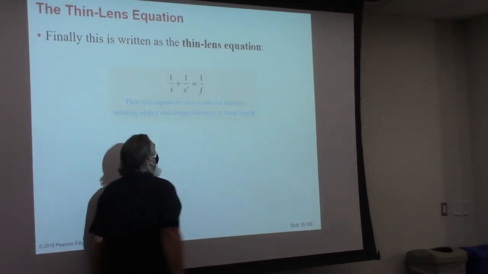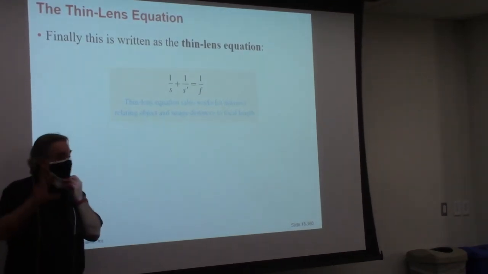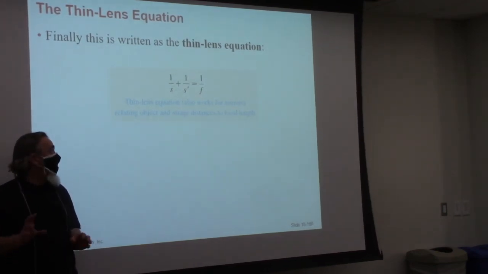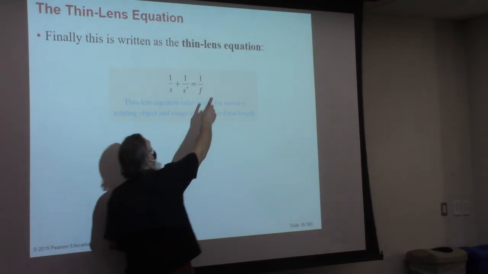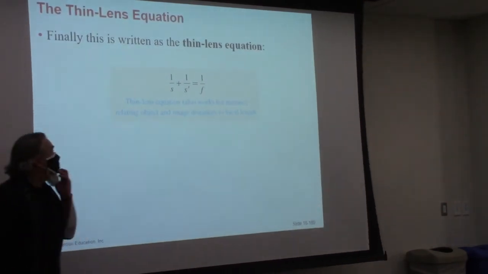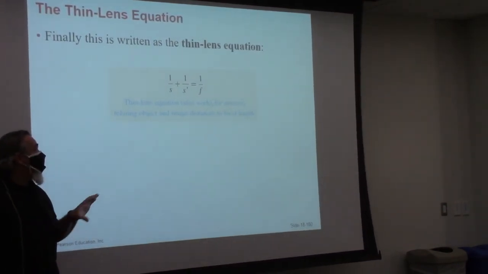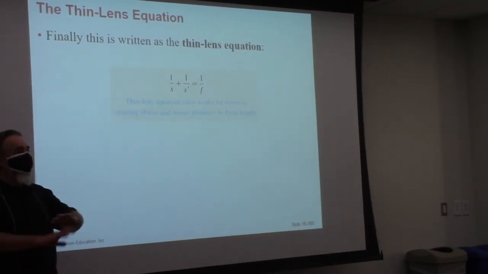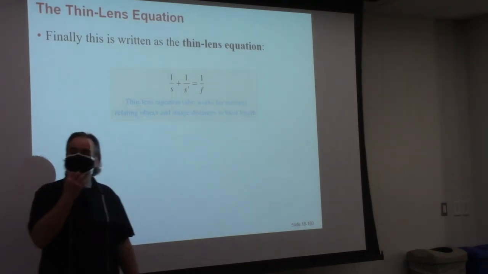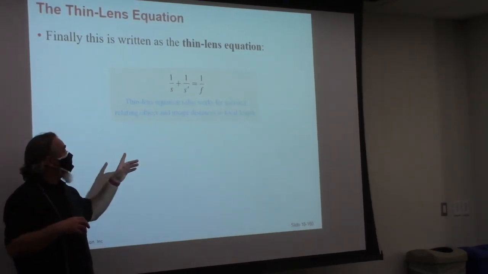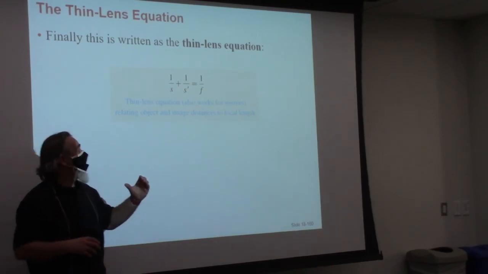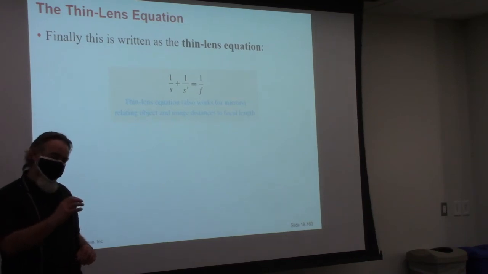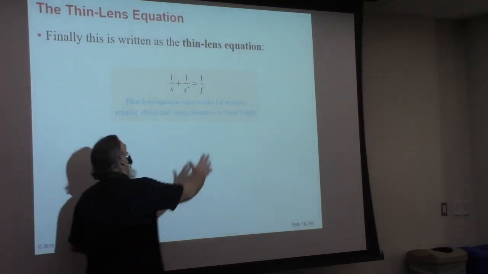Turns out f is positive for converging lenses and concave mirrors. So converging lenses, concave mirrors, f is positive. For diverging lenses and convex mirrors. Did I say that right the first time? Okay, let me start over because in my mind I think I said it backwards. So for converging lenses and concave mirrors, f is positive. For convex mirrors and diverging lenses, f is negative.